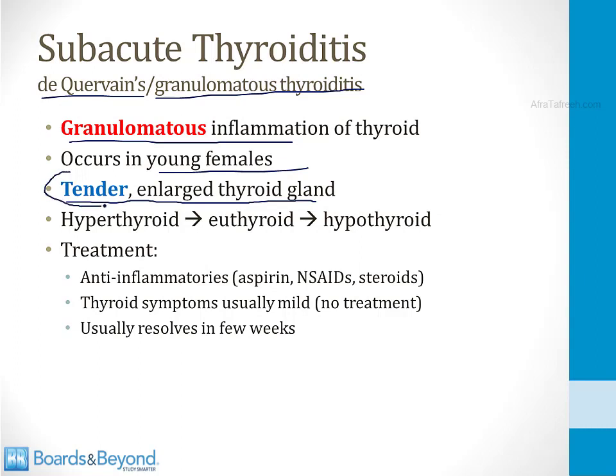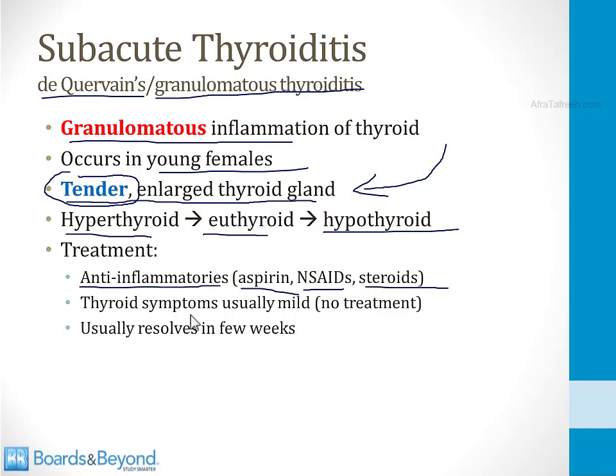And I've bolded the word tender because it's relatively unique. Most of these thyroid disorders do not present with a tender thyroid gland. Just like in all forms of thyroiditis, they will develop hyperthyroidism followed by euthyroid state followed by hypothyroid state. However, the thyroid symptoms are usually mild, and it's often the neck symptoms that bring them to medical attention. The treatment is with anti-inflammatories like aspirin or NSAIDs or sometimes steroids. Usually the thyroid symptoms are mild, as I said before, and they don't often require treatment, and this condition usually resolves in a few weeks and is self-limited.